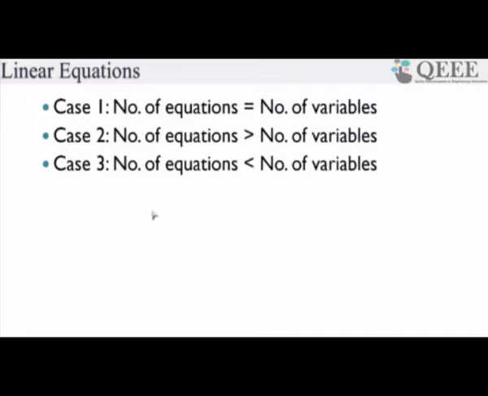So when I have a set of linear equations, each equation represents a relationship among variables. It could happen in linear algebra that I have the same number of equations and variables. That is what I call case 1. There are cases in data science where we need to solve the set of equations where the number of equations is greater than the number of variables, and there are also cases where we might have to solve the set of equations where the number of equations is less than the number of variables. So I just want to explain what happens in each one of these 3 cases.